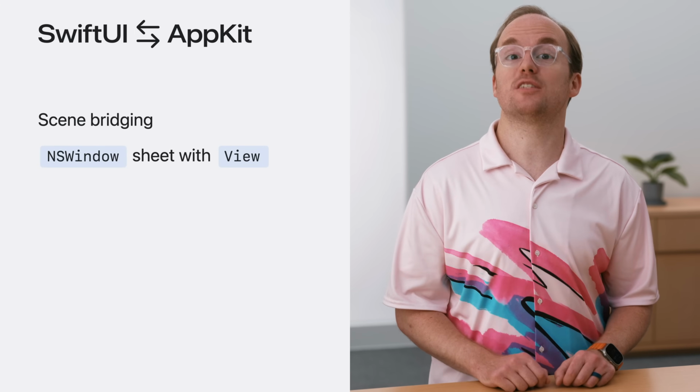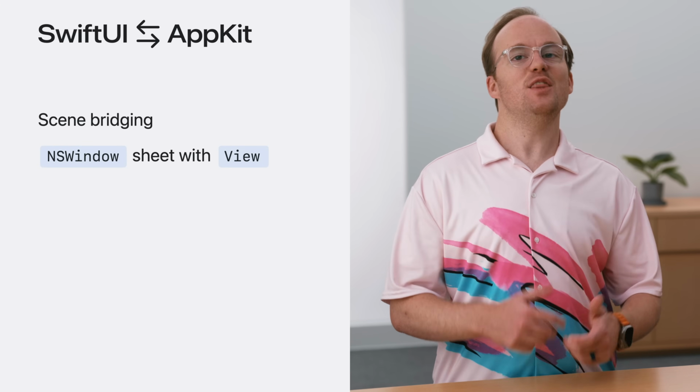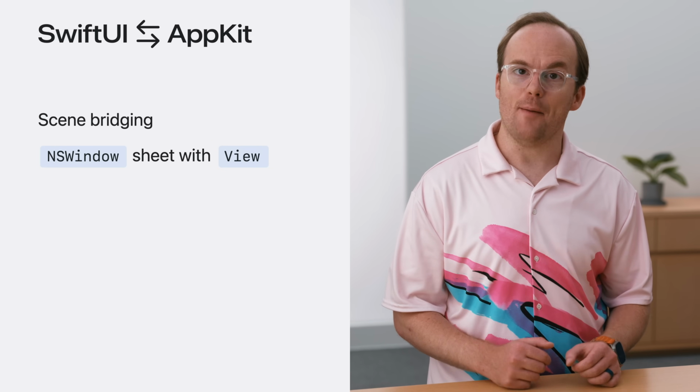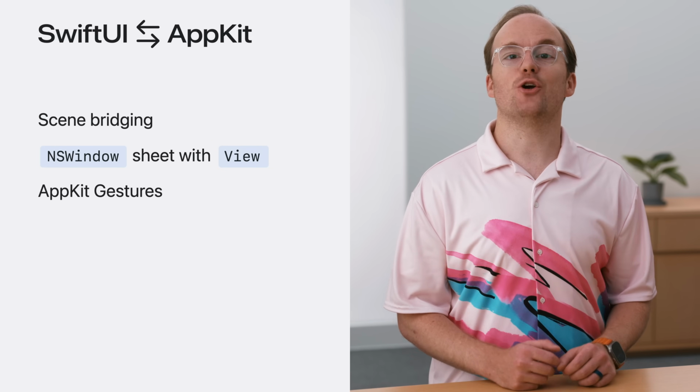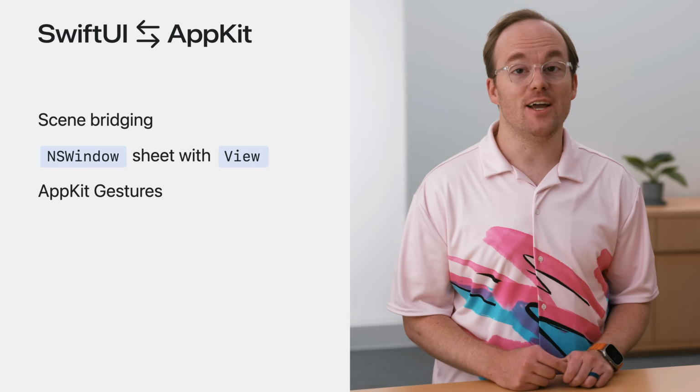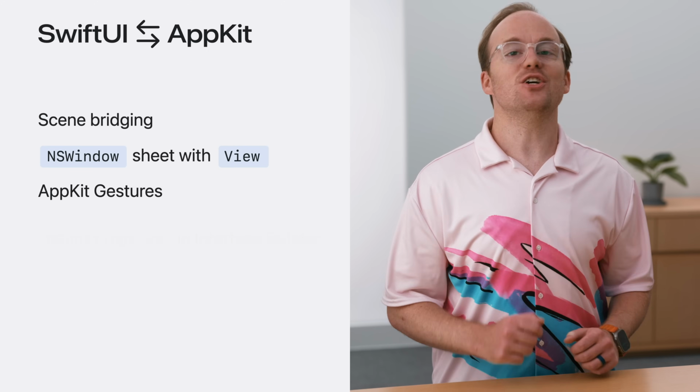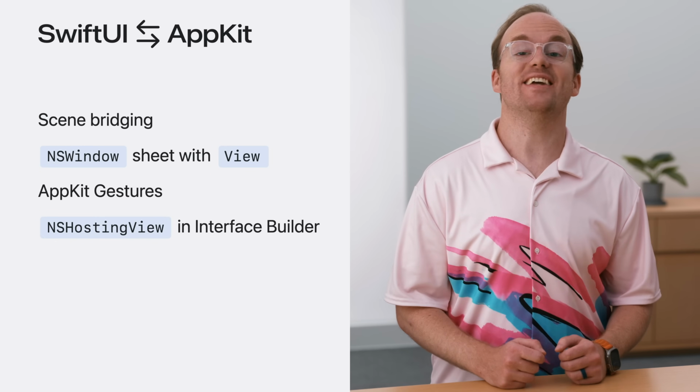SwiftUI has some great enhancements to working with AppKit this year. In addition to scene bridging, you can show sheets with SwiftUI views in them. This is a great way to incrementally adopt SwiftUI in your app. You can bridge your AppKit gestures over to SwiftUI using NSGestureRecognizerRepresentable, and you can use NSHostingView in Interface Builder.